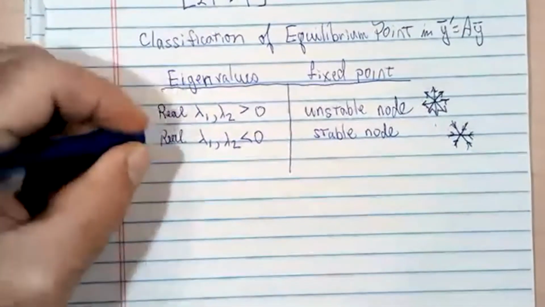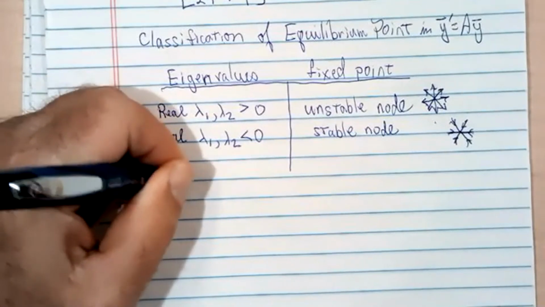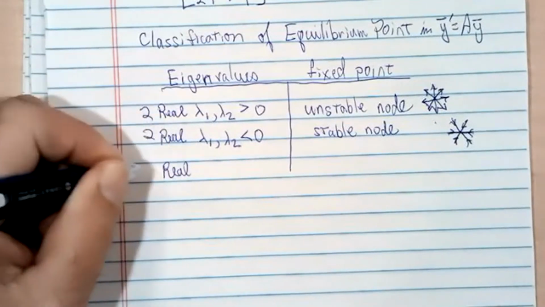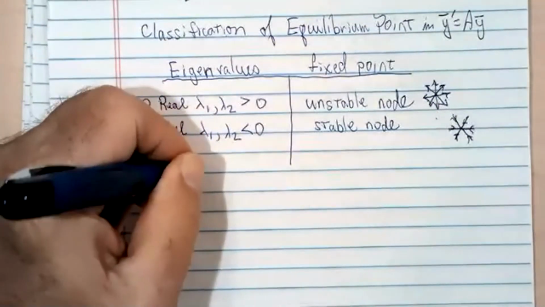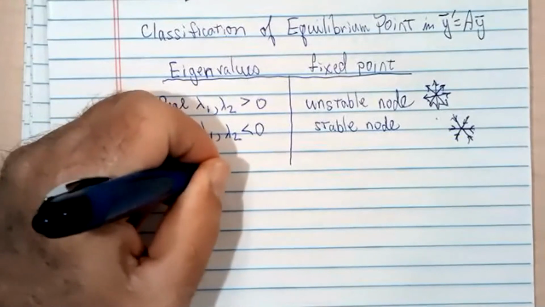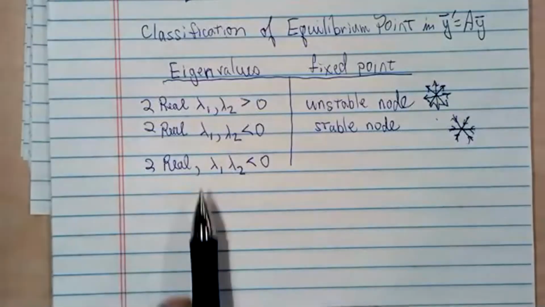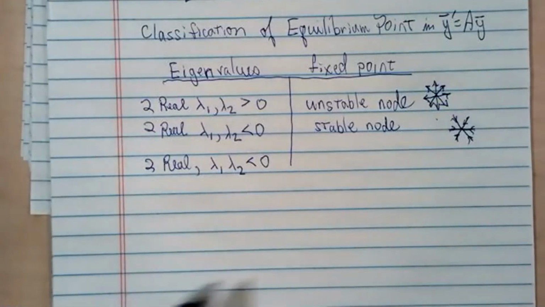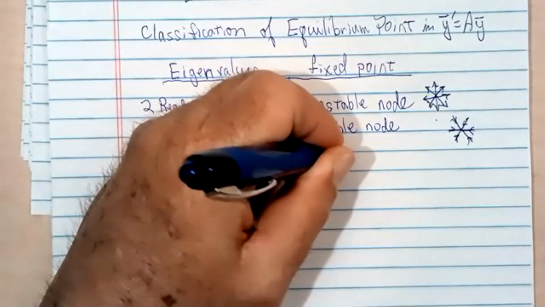Okay, now they could have opposite signs. So these were two real eigenvalues. So what if you have two real eigenvalues now, but their product is negative? Which is a fancy way of saying one is negative and one is positive. In that case, you are definitely looking at a saddle point.